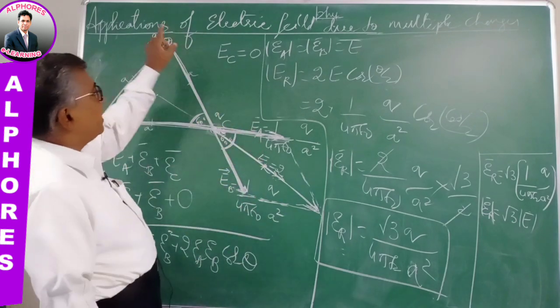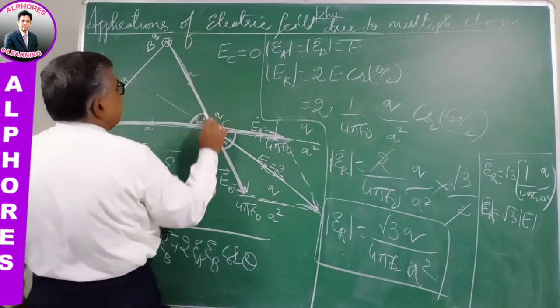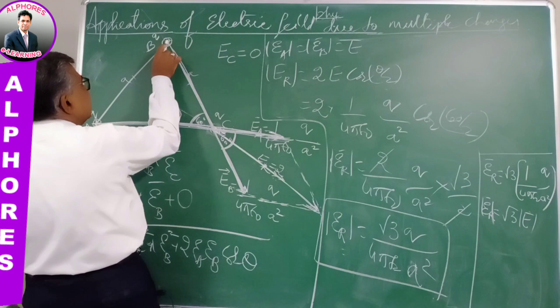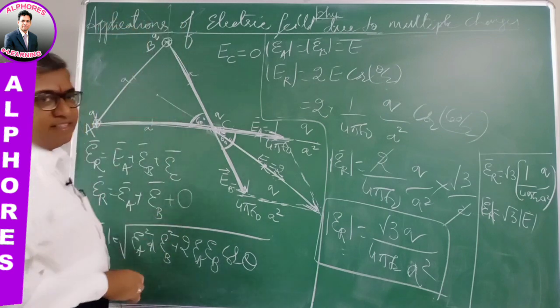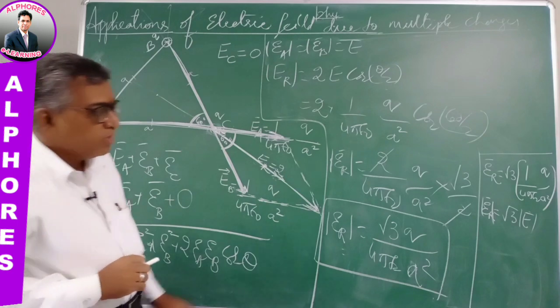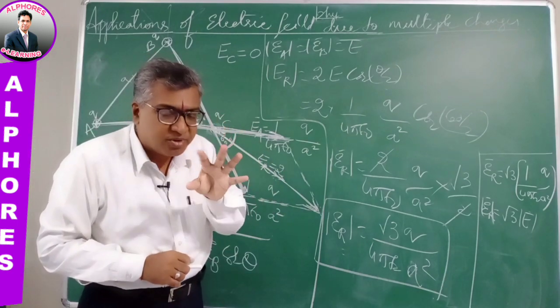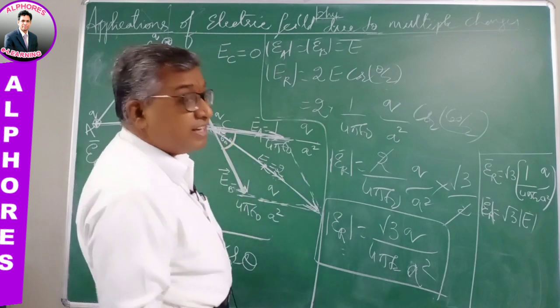Same thing even if you find the field at point B also: A will be producing a field like this, B will be producing a field like this. The direction of the field will be in this way, of same magnitude, right? Okay. So in this one, we have considered all the three charges to be of same magnitude and all are like charges.